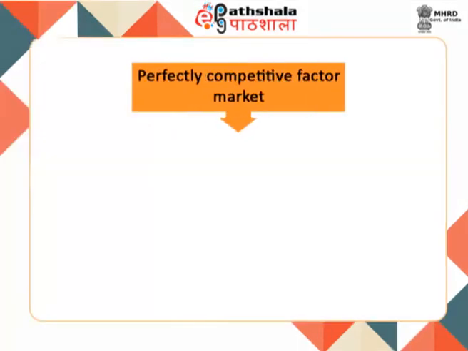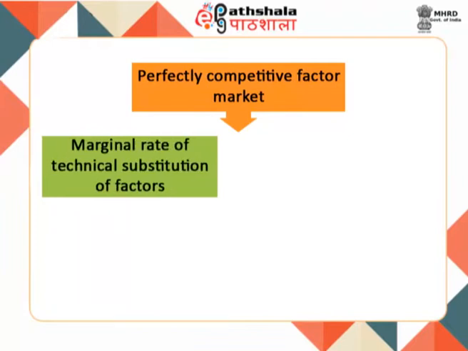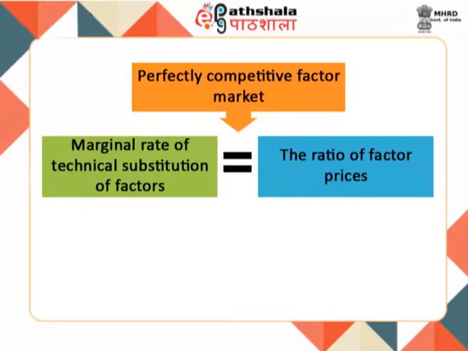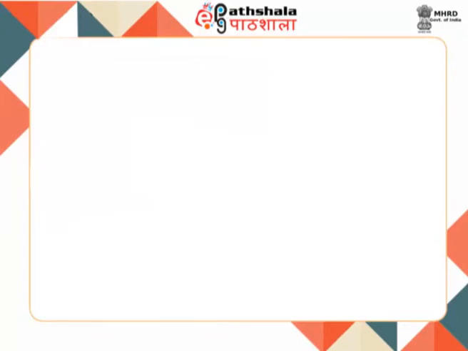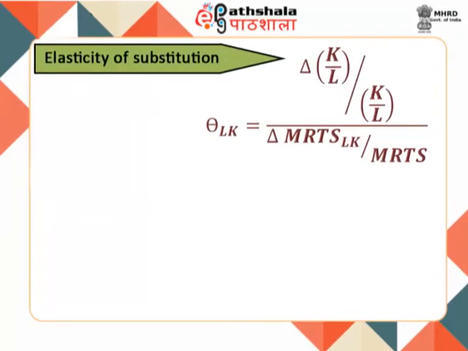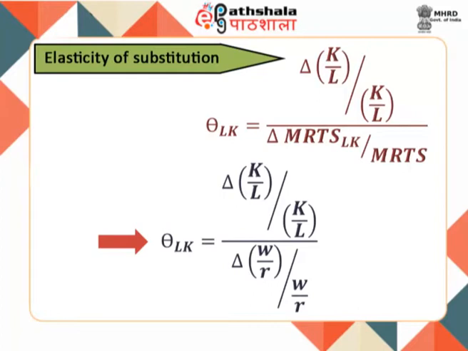In a perfectly competitive factor market, the profit maximization condition occurs when the marginal rate of technical substitution of factors equals the ratio of factor prices, that is, the marginal rate of technical substitution of labor for capital equals wage by rent. We can therefore rewrite the elasticity of substitution as theta LK equal to delta K by L by K by L divided by delta W by R by W by R.